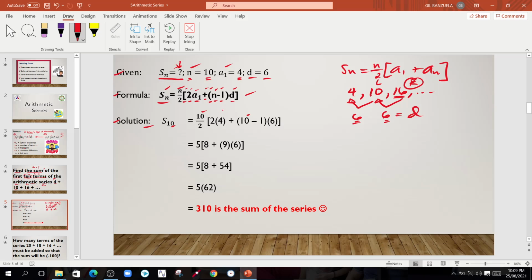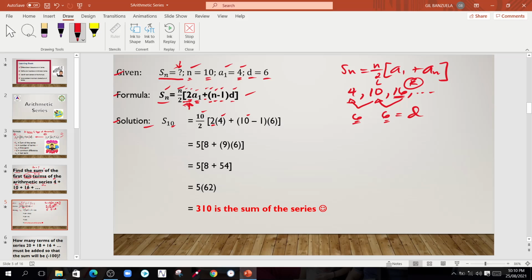Then, the next thing that we're going to do is to replace our a sub 1, which is our first term. So, on the given, the first term is equal to 4. That's why we have 4 here. Sir, bakit ba ito dito? That is the constant 2 in the formula. Okay?